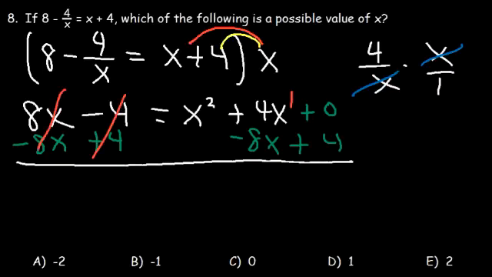So these cancel. So on the left side, there's nothing left over, so it's a 0. So 0 is equal to x squared, and then 4 minus 8 is negative 4. 0 plus 4 is 4.